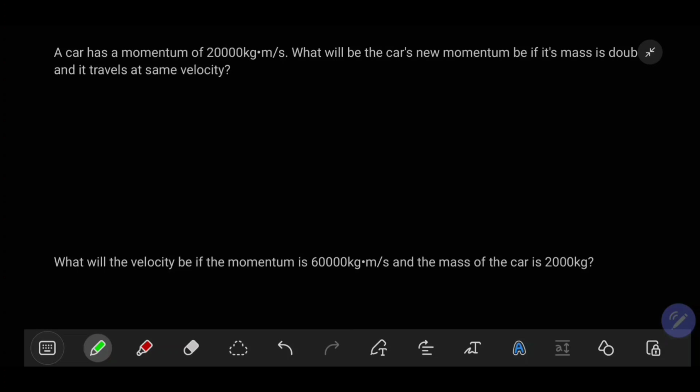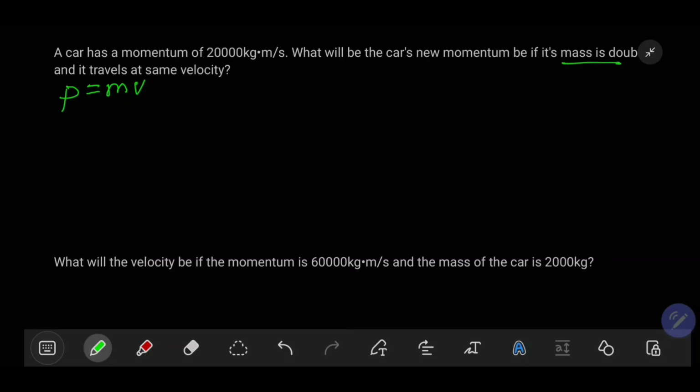So this question wants you to know and understand the relationship between the quantities in the formula of momentum. So P is equal to mv. So they want you to know the relationship between these three quantities here. They've given us only the momentum. They tell us that they double the mass, but the velocity is kept the same.